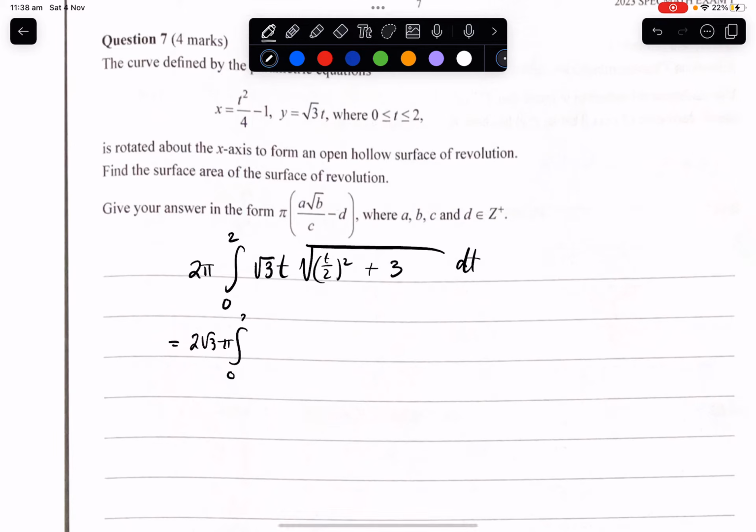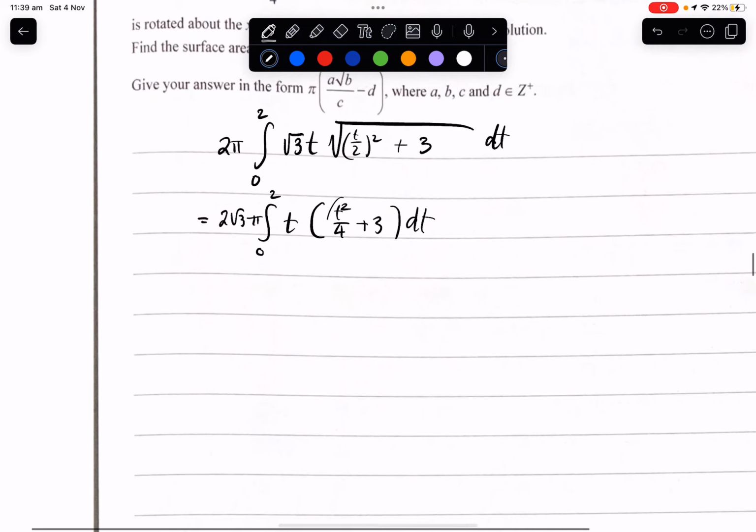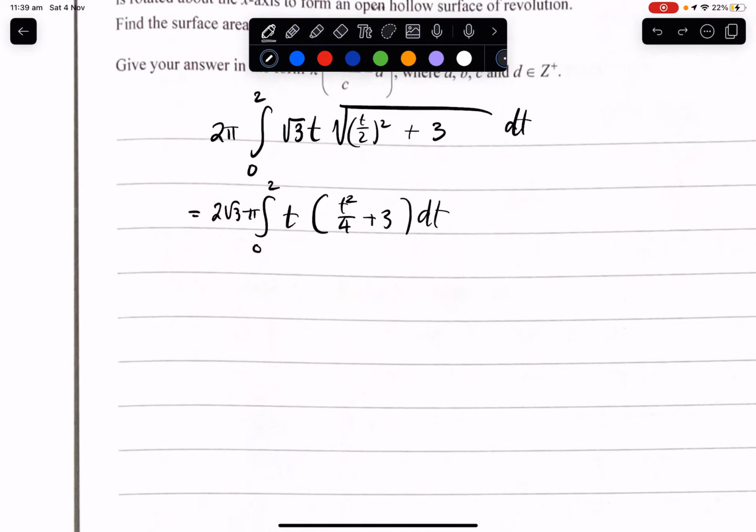And I've got 0 to 2 of t times the square root. I'll just write to the power of a half. t squared on 4 plus 3 dt. You probably want to do a u sub because the derivative of that will cancel that out. So let u be equal to t squared on 4 plus 3. Oh, sorry, I should have written to the power of a half here. That means du is equal to t on 2 dt.